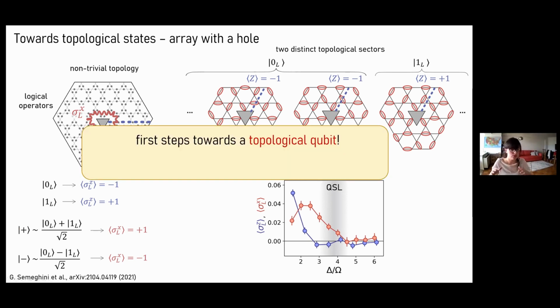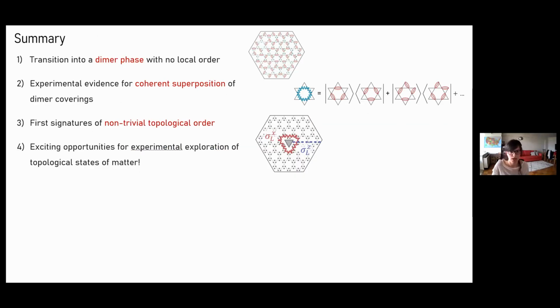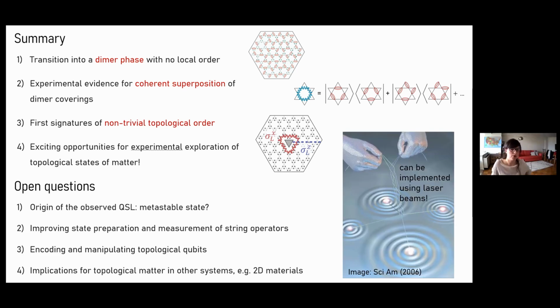So these are just the very first steps towards the creation of a topological qubit. Of course, there is a lot more to be done. But I also want to point out that there has been related work on these topological qubits by the Google group that has been recently posted on the arXiv. So with this, I'm a bit out of time, but this is a summary of what I showed you so far. But I just want to point out what the open questions are here.